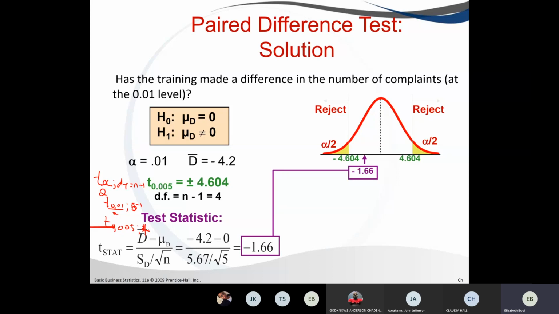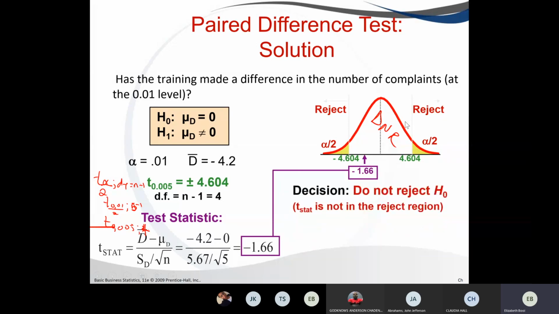Remember, the white area means it's the do not reject area. So it falls within the do not reject area, the DNR. So if our test statistic falls there, we can make a decision and do not reject the null hypothesis, because our T statistic, which we calculated, falls inside the do not reject area.